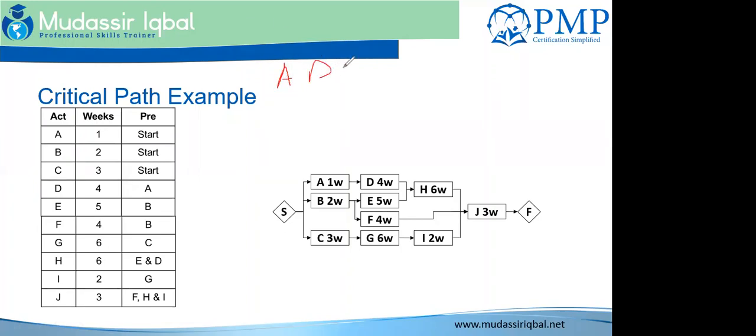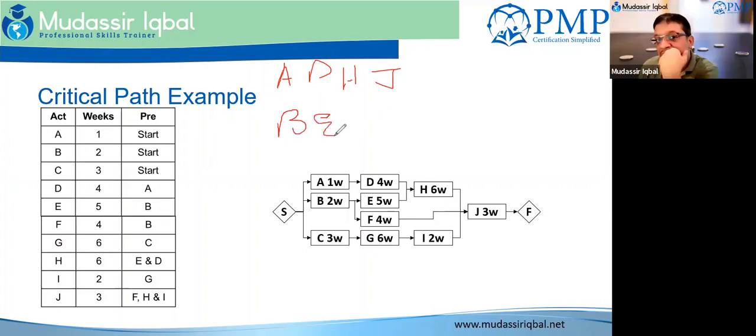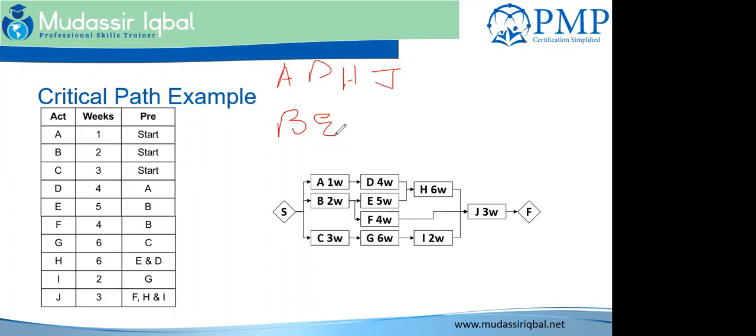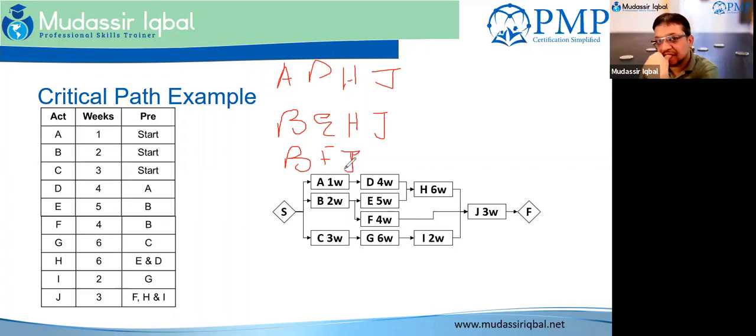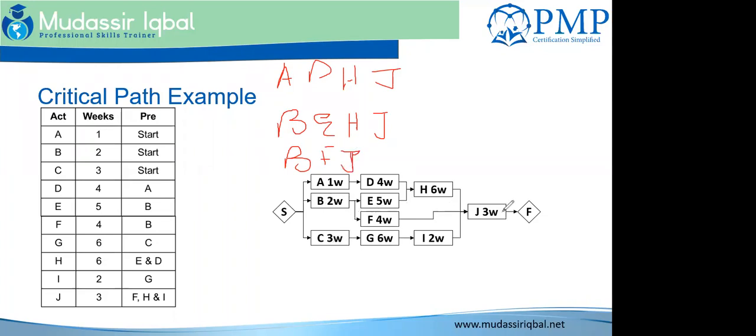ADHJ. BEJ. BEHJ, sorry. And BFJ. And CGIJ.